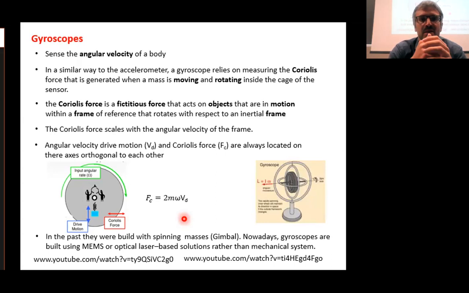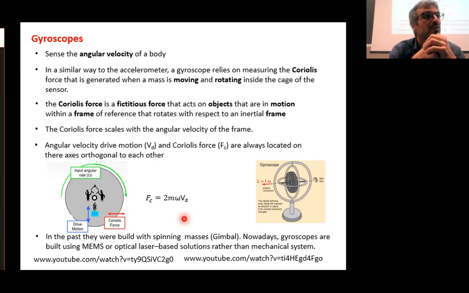Originally, in the past, there was another way to estimate the angular velocity, using spinning masses. Think of a gyro compass: a spinning mass rotating very fast and allowed to rotate freely inside a gimbal structure, a structure that doesn't affect its motion. The cage is moving, without applying any external force to the wheel.